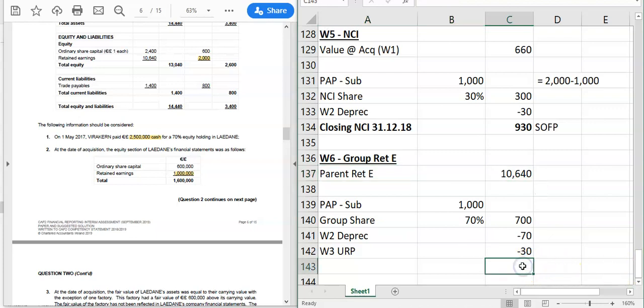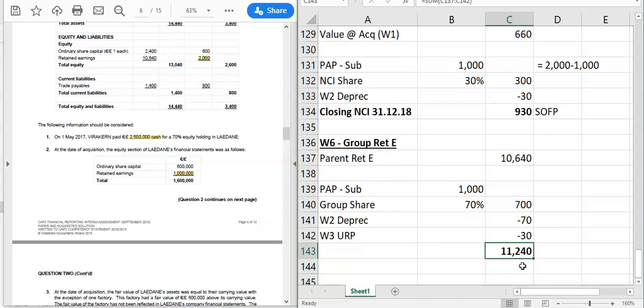And then you come and tot them all up. And that gets you 11,240 group retained earnings, 31st of 12th, 18. And you're going to cross-reference that in the statement of financial position. So we have a lot of the big workings done before we go in. And we can have it nice and neat then when we finish off with financial statements. And all of these get marks. So remember, your workings will get marks as well. So don't forget to put them in.